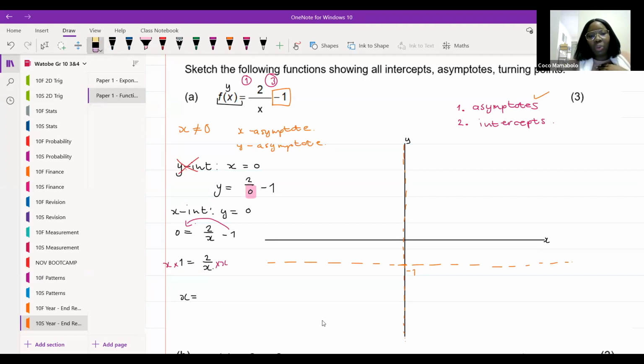Right, x times 1. Oh, yeah, look what I've done now. Okay, these two will cancel, and x times 1 is just going to give me x. X is equal to 2. Good, so we can go to our x graph, and we can put an intercept at x is equal to 2 over there. And now I can draw my two graphs. I'm going to do that.